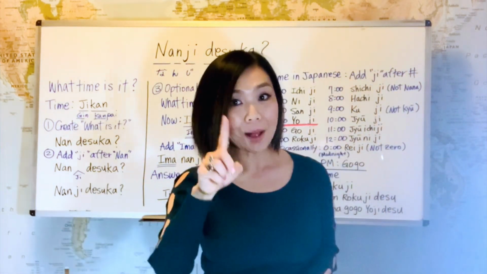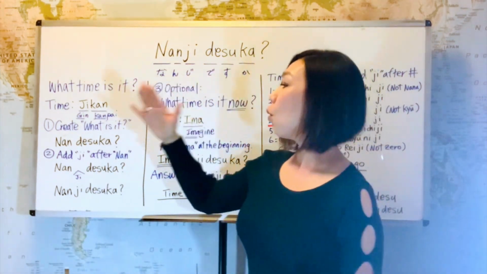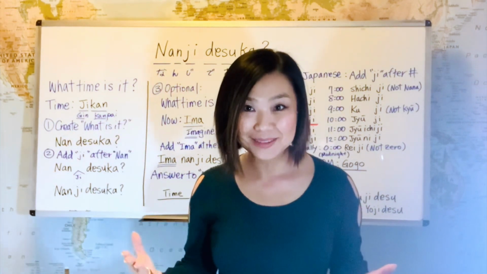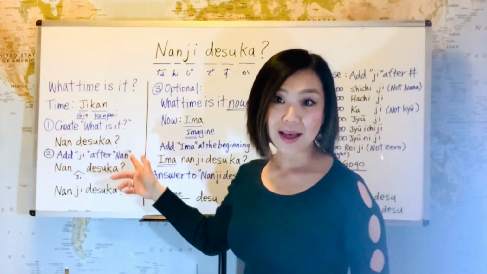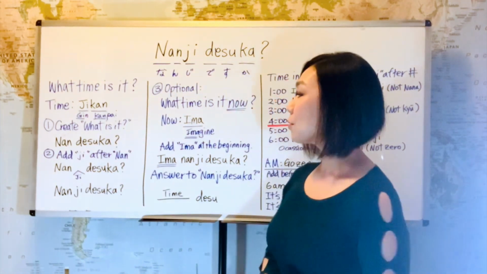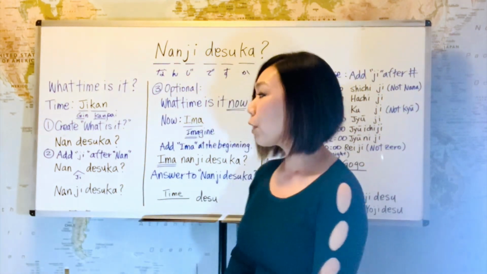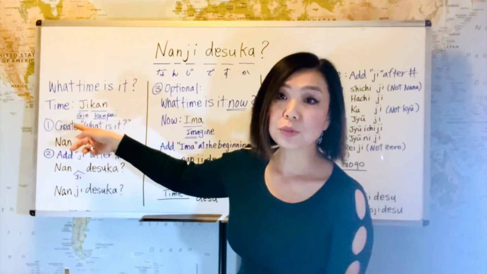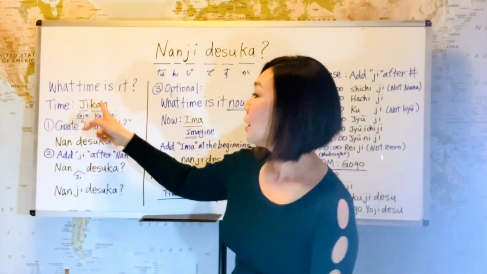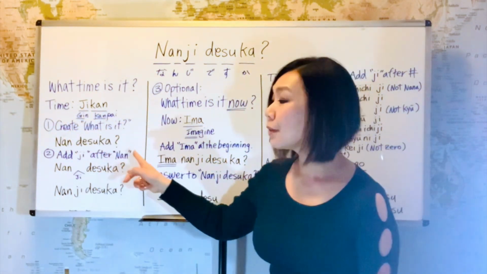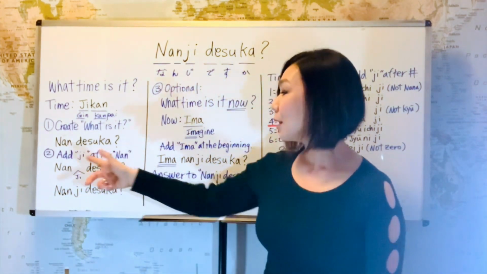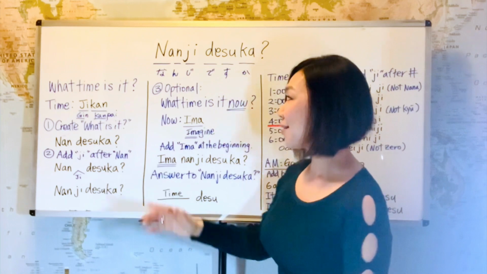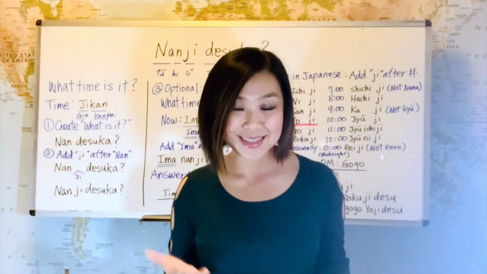So now, let's create nanji desu ka, which is what time. Step one, you're going to create what is it in Japanese. Remember the last lesson? That is nan desu ka. So now, step two, you're going to add ji from jikan, which is time, after nan. So, nanji desu ka? That means what time is it?